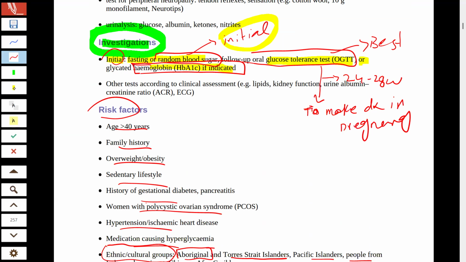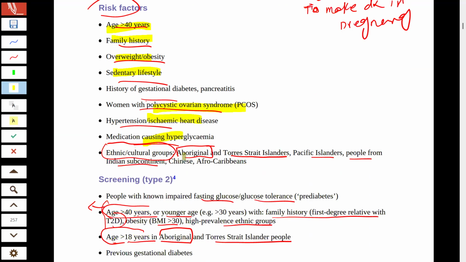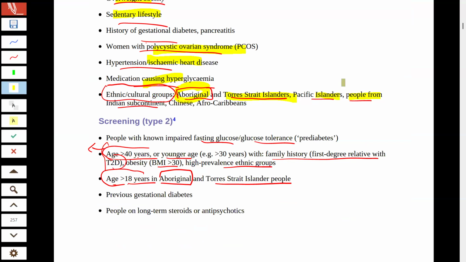There are risk factors: age greater than 40, family history, overweight, sedentary lifestyle, polycystic ovarian syndrome, ischemic heart disease, medication, and the important one: Aboriginal, Torres Strait Islander population and Pacific Islander population. These groups of people are high risk. So in this population, we have to screen, especially this population. We have to start screening at the age of 18 years.